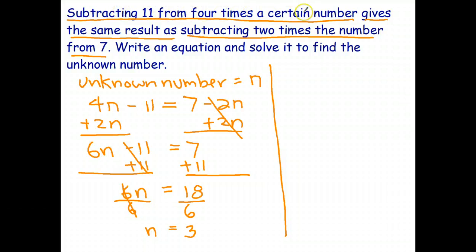Subtracting 11 from 4 times a certain number. Well, 4 times 3 is 12, and I'm subtracting 11 from that, so that expression has a value of 1. I think I'll just write it as a normal 1 rather than try to do a fancy one. And that gives the same result as subtracting twice this number from 7. Well, 2 times 3 is 6. Subtract that from 7, and we also get 1. So yes, that does check out. That is the correct answer to that particular problem.